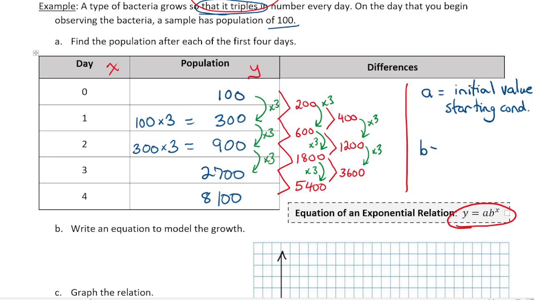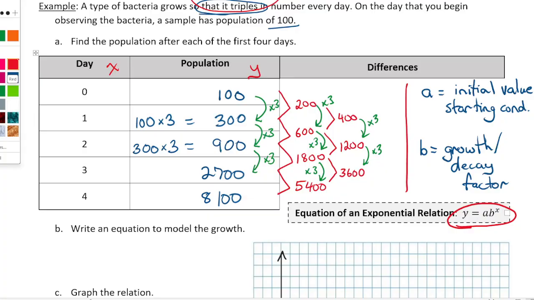And then B is what we call the growth or decay factor. And basically, it's what we multiply A by every single time x increases by 1. So we start at a value of A, and then we multiply by B every time x increases by 1, we multiply by B again. So when x is 0, y is just A. When x is 1, it's A times B. When x is 2, it's AB squared, and so on.